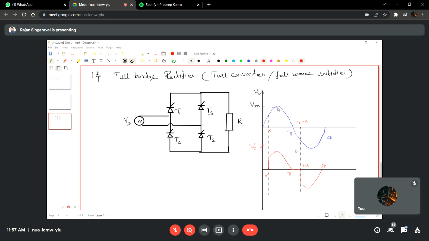for a full converter, that too for R load, because during the first half cycle, T1 and T2 will be in forward biased condition. And when you supply the triggering pulses at omega t equal to alpha, these two devices will be in on condition, and the circuit gets connected like this. This is a loop for the first half cycle.